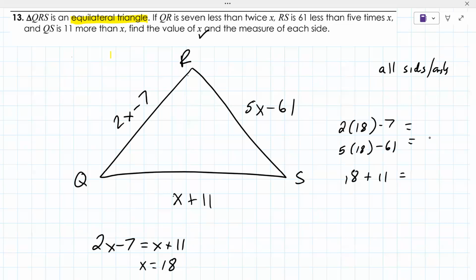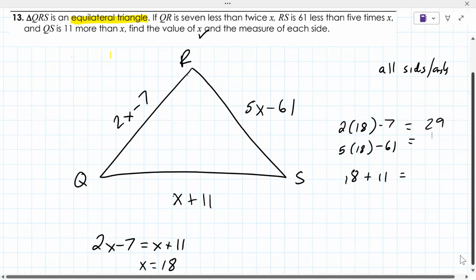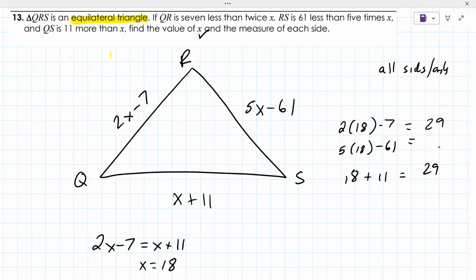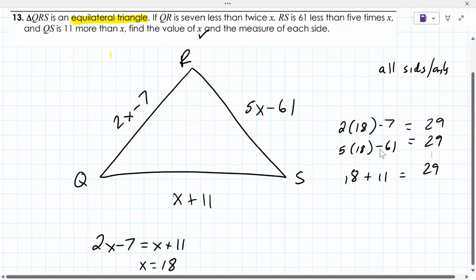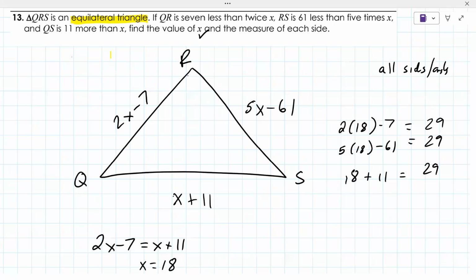Okay, the first one is 29. Second one is 84. Try again. And 5 times 18 minus 61. The last one is 29. Did you try that middle one? Did you get 29 for it? Because you said 84, and I said, hey, why don't you retry? Because it should be 29. Sometimes you got to clear out the calculator. That's minus 61. Yep.